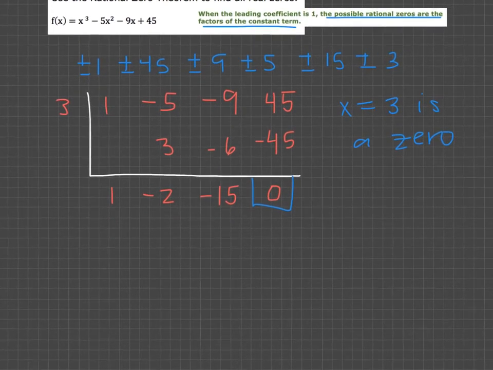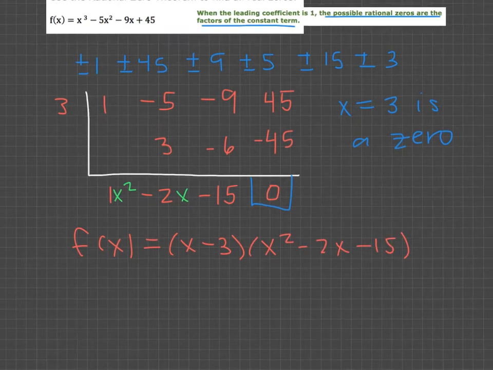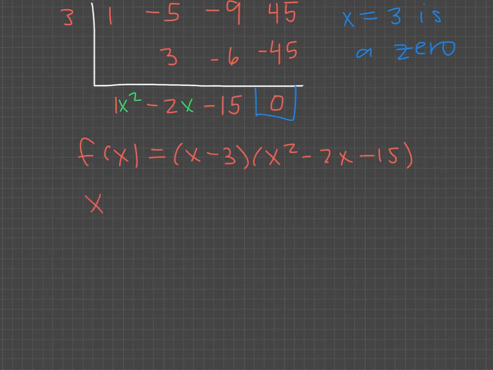All right, so we want to find other possible rational zeros. So let's first write down the factored form. We've got x minus 3 comes from that 0 of 3, and then we have another factor that comes from these coefficients that are to the left of the remainder. So we get 1x squared minus 2x minus 15. To get our other real zeros, we're going to take that quadratic factor, set it equal to 0, and solve for x.